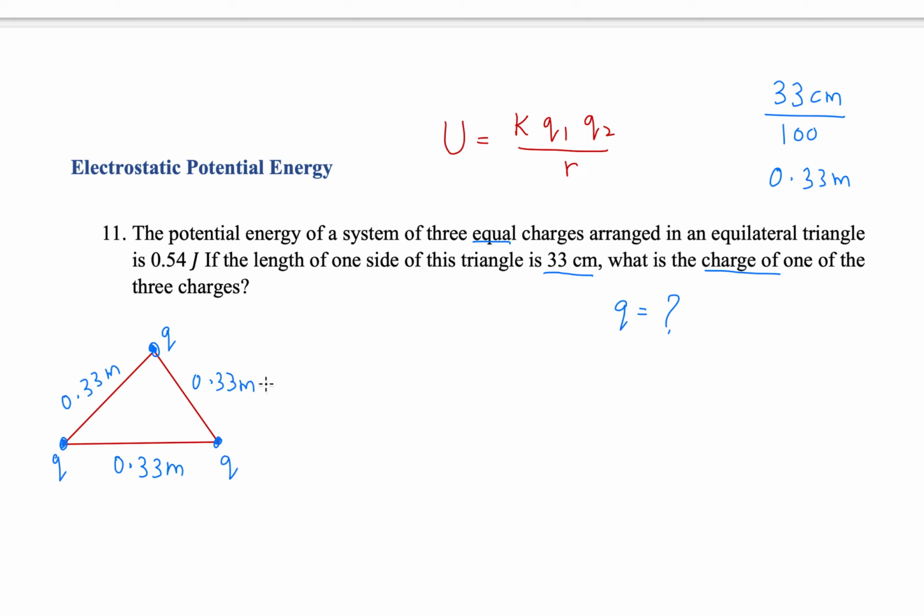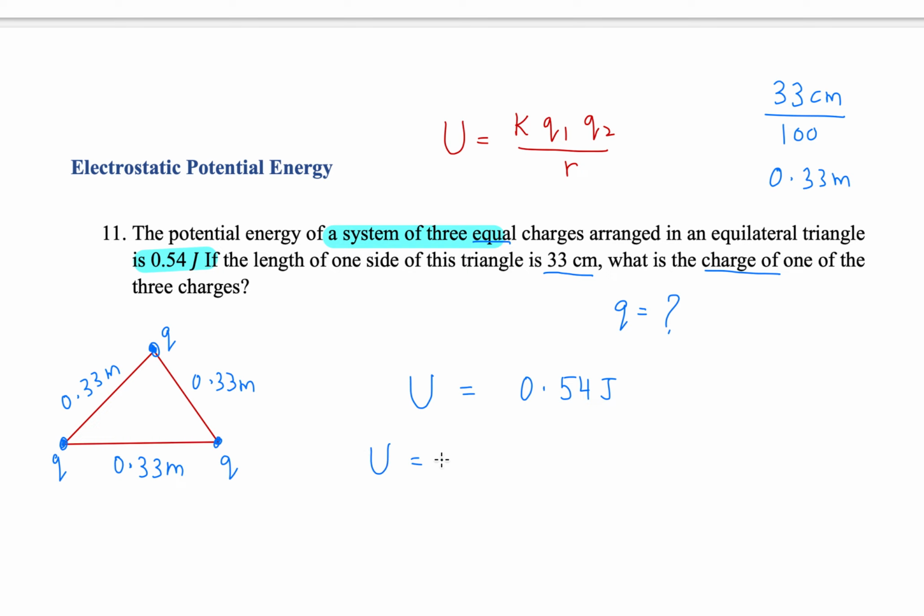and it also tells us that the potential energy of this system of 3 equal charges is 0.54 joules. It's a system of charges, not just 2 charges, there are 3 of them. So the U, the total potential energy, is given as 0.54 joules. Now because there are 3 charges, we need to consider the potential energy for all of them. So how do we write it?